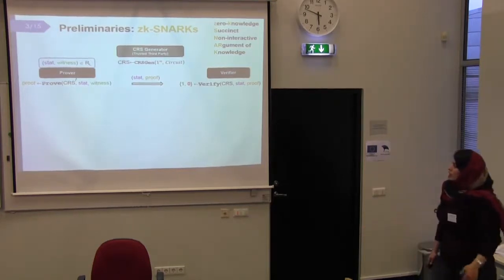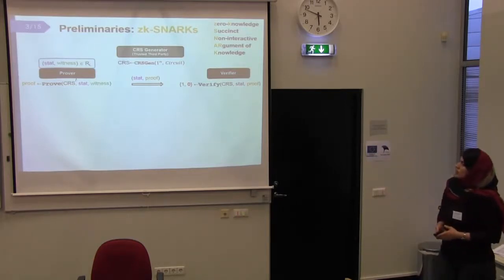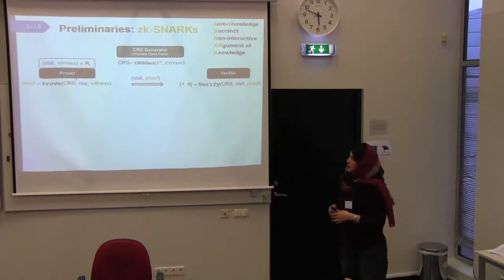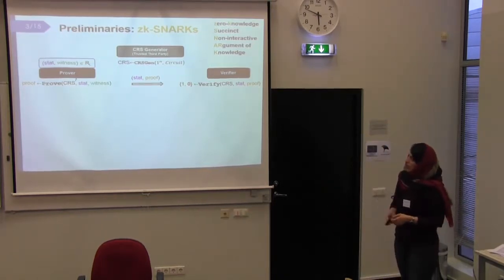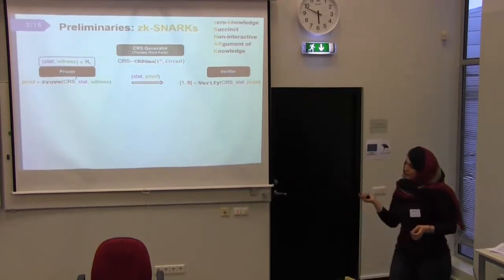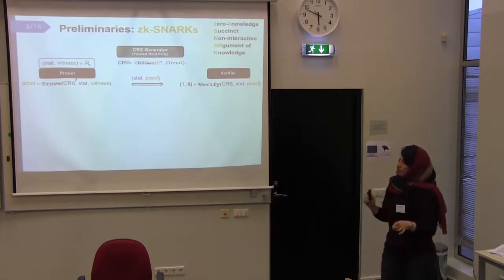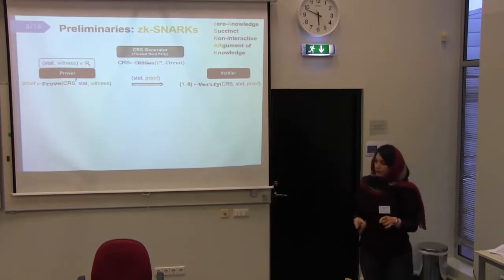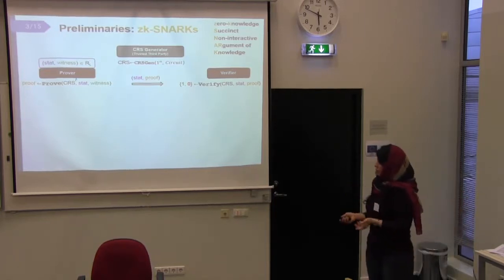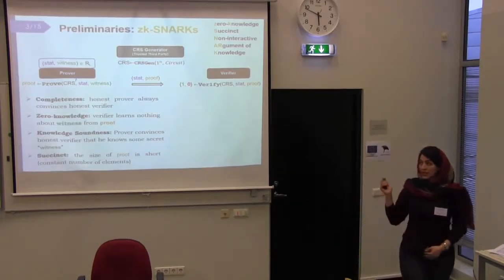Just for review, zk-SNARKs stands for zero knowledge, non-interactive argument of knowledge. In the CRS model of zk-SNARKs, we have three algorithms. The CRS generator generates the common reference string, which is shared by the prover for proof generation and the verifier for verification of the proof. There are some requirements of zero knowledge zk-SNARKs.